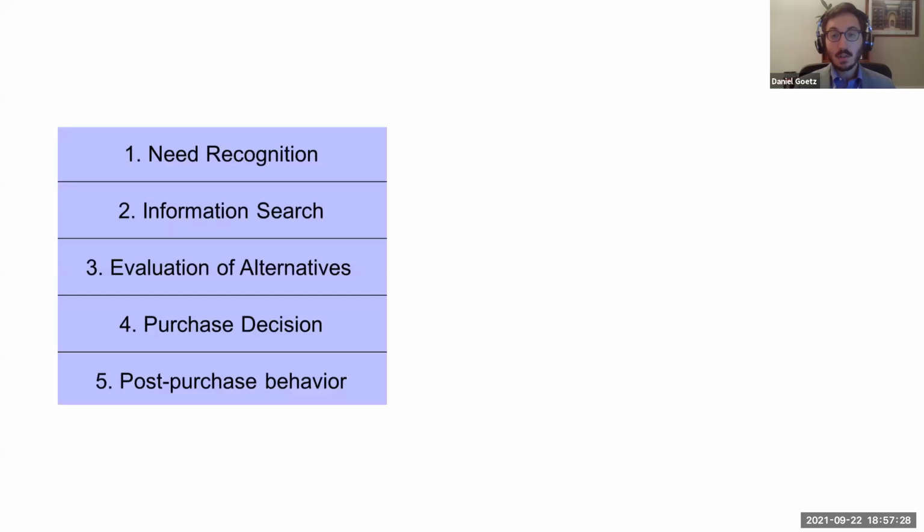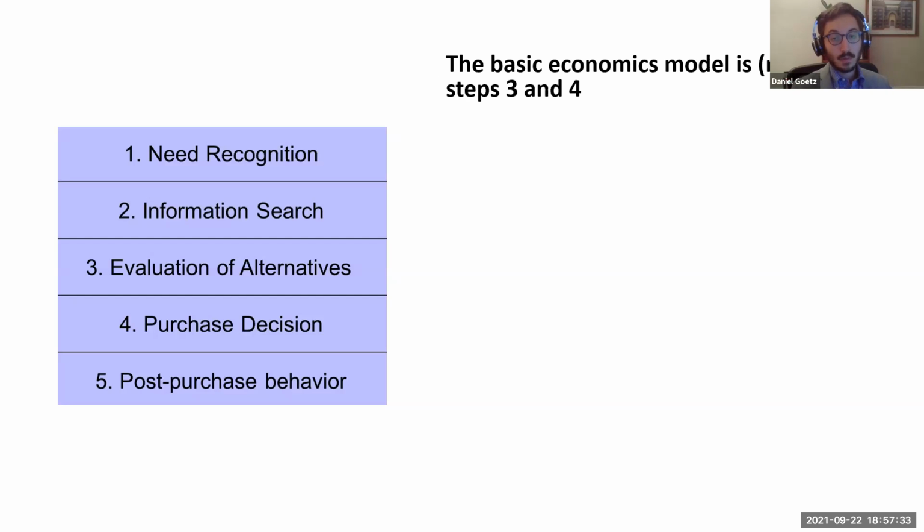Well, where does that fit into what we've been discussing? It's basically steps 3 and 4, right? We're evaluating the different alternatives, right, that we've already pre-selected to be in our consideration set, goods X and Y. And we're evaluating them based on their prices and how much utility they give us. And that'll decide how much of each we purchase, right?